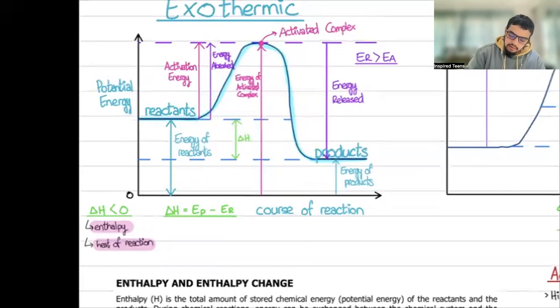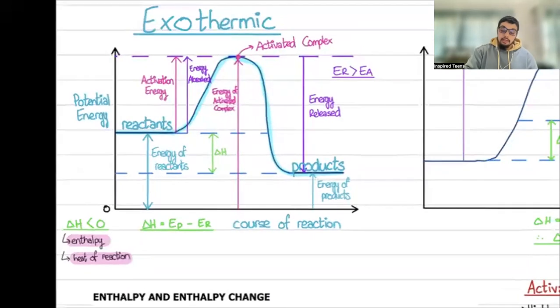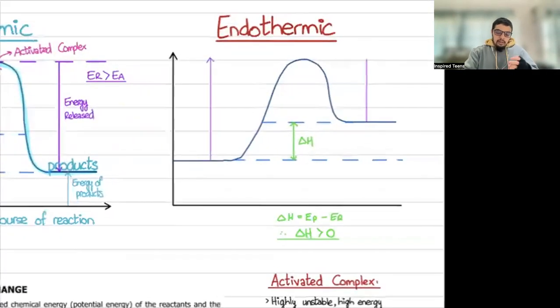So delta H is energy of products minus energy of reactants, and that's how we get a delta H that is less than 0. I hope that makes sense. I hope that you understand activation energy now. Now let's have a look at this.